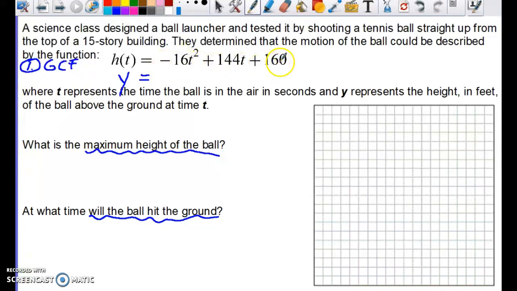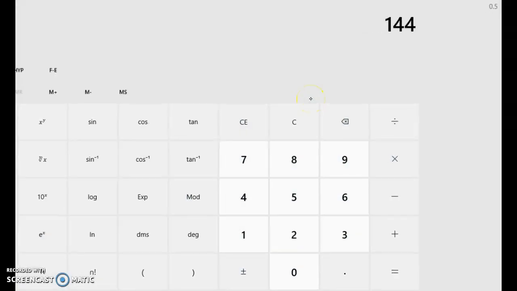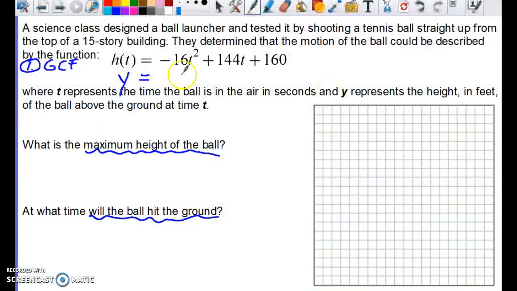Well, 16, 160. I know 16 goes into both of those. Does 16 go into 144? Let's check. 144 divided by 16. 9, sure does. So we're in luck. We could take out a 16 from here. Now note, do you notice this is negative 16? Let's use negative 16 and just take that out.